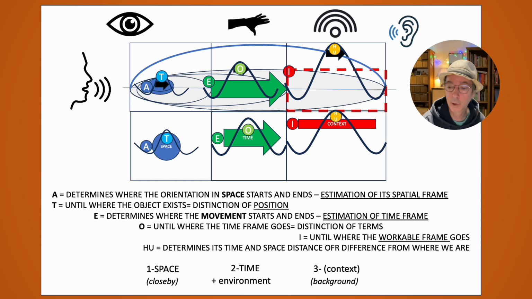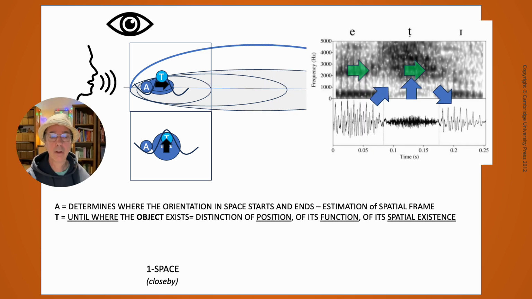The I is the workable frame. With H, I determine until where I can have a logical distance from where I am at this point, and I'm making a logic, and I say, okay, until here I can follow this. So these are the three vertical parts that are determining until where I can measure these regions of space, of time, or of context. And you can recognize also these letters in the frequencies.